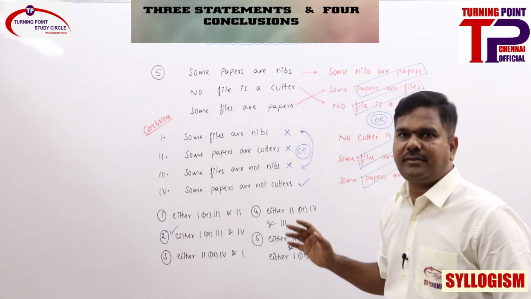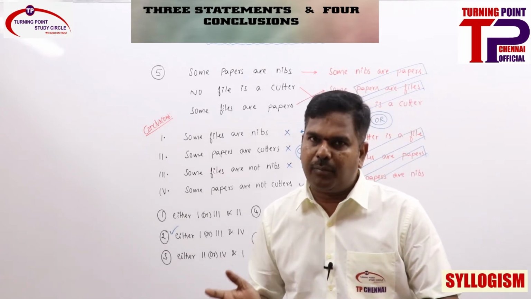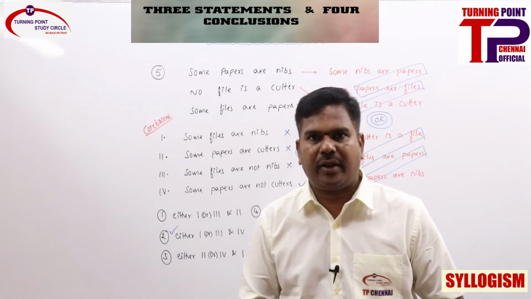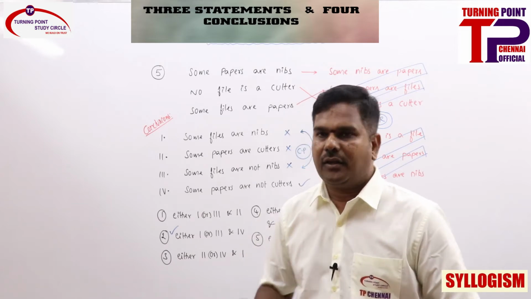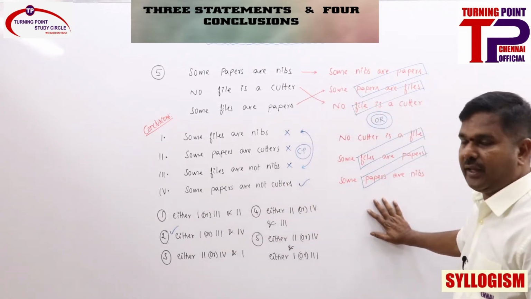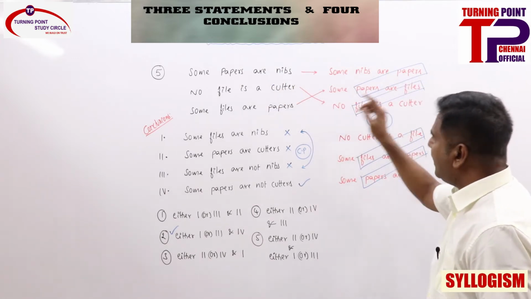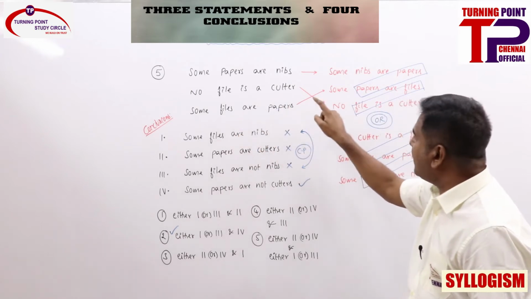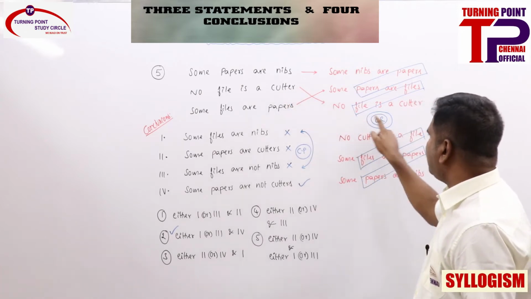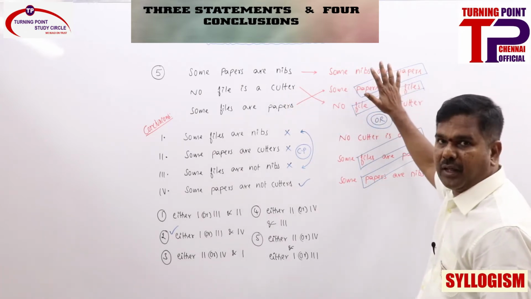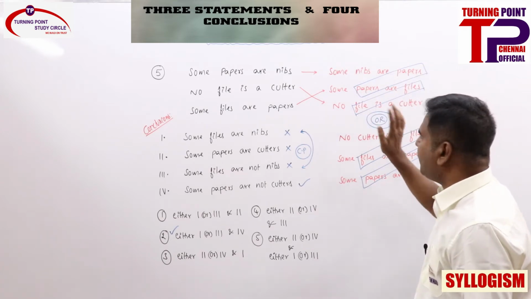Both are the same, because whenever I and E statements are there, I can be converted into I and E can be converted into E. There won't be any difference, right? As long as you convert E into E, there won't be any difference at all. That is the reason I just mentioned both here. The first one, some papers are nibs, converted into some nibs are papers. The third statement, I can be converted into some papers are files. And the second statement as it is, no file is a cutter. It is properly aligned, right? Predicate of the first statement, subject of the second, predicate of the second statement, subject of the third.